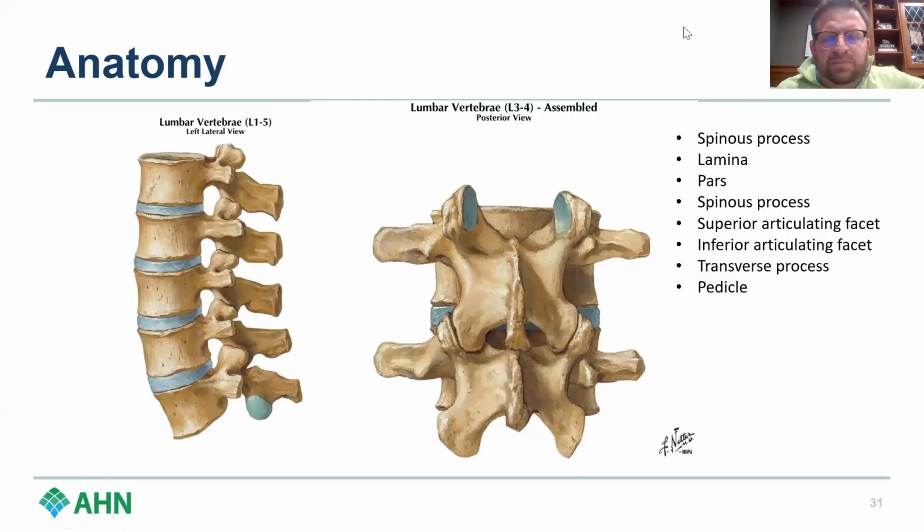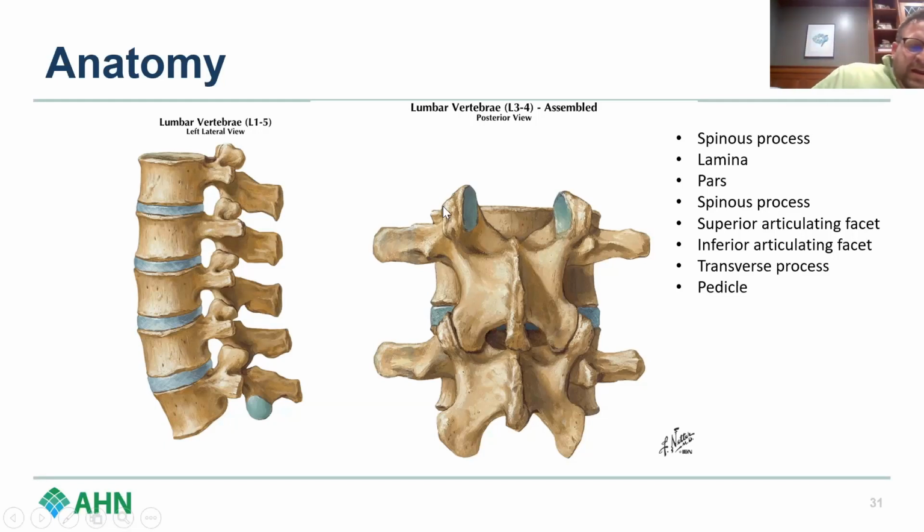So again, going back to this picture I showed earlier, I'm just going to walk you through all of the anatomy here. So of course, you guys know spinous process here sticking out of the back. Pars is between the two joints. So pars interarticularis is a really, I think, tough thing for people to conceptualize.